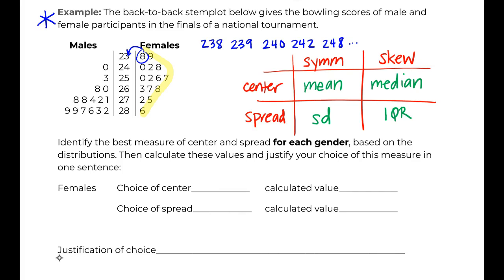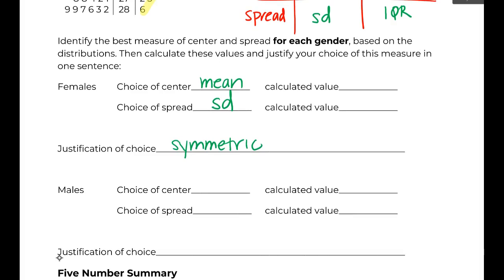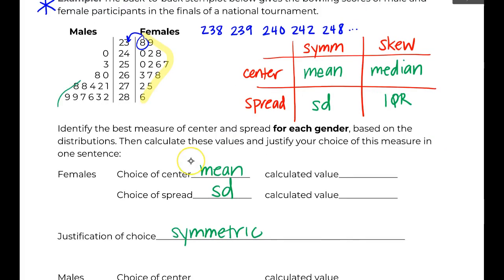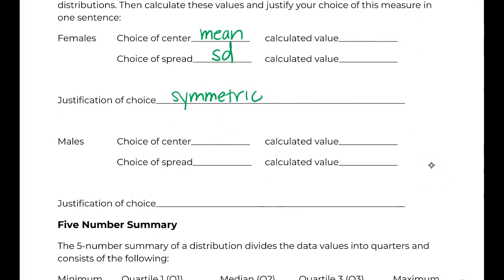So for the females, their data looks pretty symmetric. So your choice of center and your choice of spread should be your mean and your standard deviation. For your males, look at that male data. Our male data is very, very skewed, right? So we are definitely not, my thing is refusing to cooperate. We are going to be using the median and the IQR.